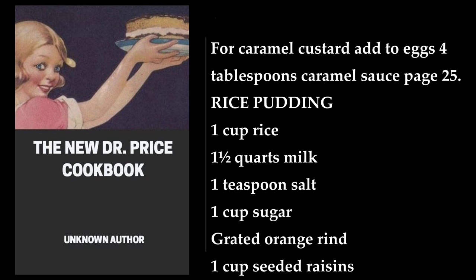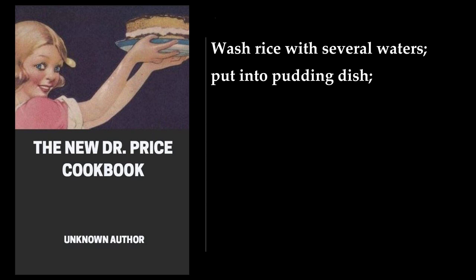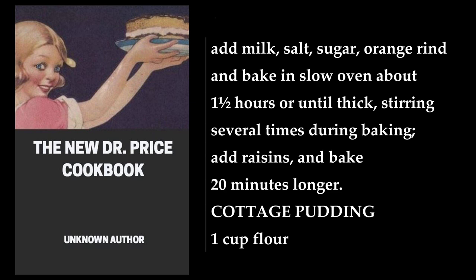Page 25. Rice pudding. 1 cup rice. 1½ quarts milk. 1 teaspoon salt. 1 cup sugar. Grated orange rind. 1 cup seeded raisins. Wash rice with several waters, put into pudding dish. Add milk, salt, sugar, orange rind, and bake in slow oven about 1½ hours or until thick, stirring several times during baking, add raisins, and bake 20 minutes longer.